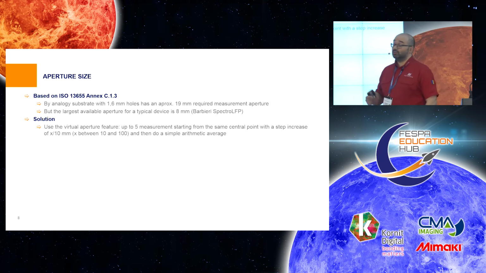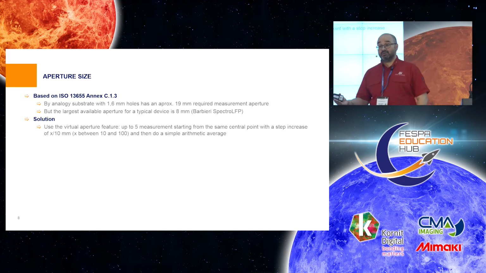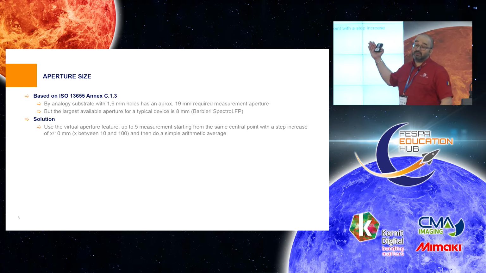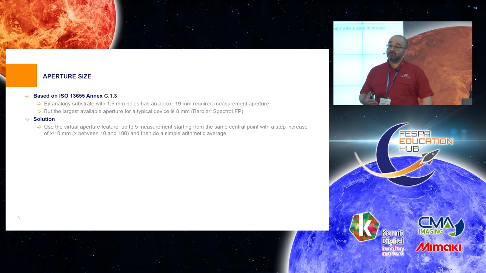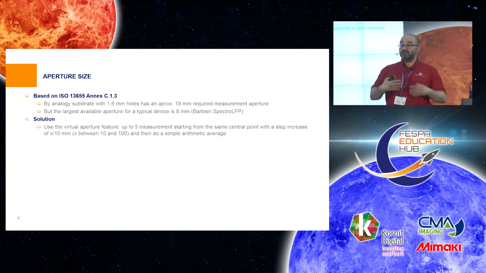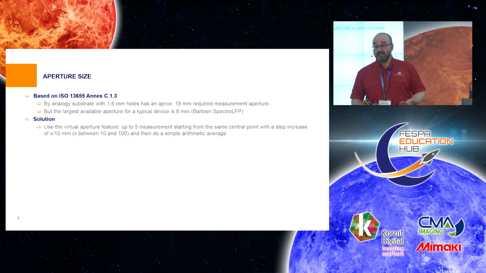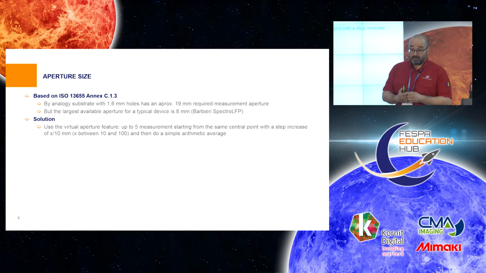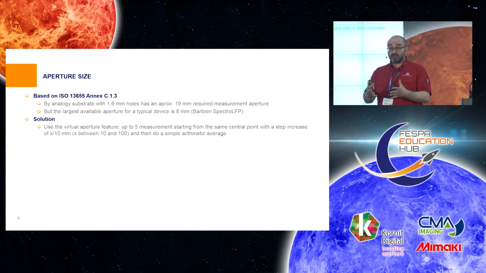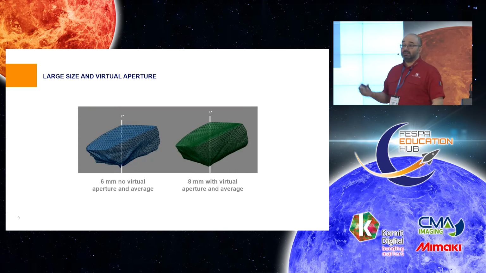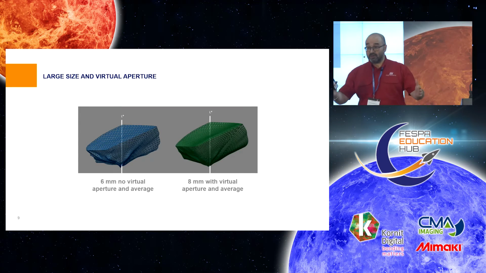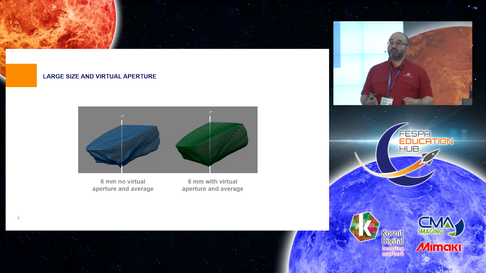So we have to do a measurement using an 8 millimeter aperture device, and this device has a feature. Its software allows us to do up to 5 measurements by moving the measurement head with a step in different directions around the central point of the patch. This is very useful because in this way we create a so-called virtual aperture. Instead of using a 19 millimeter aperture device, we use an 8 millimeter one with this step average increase.